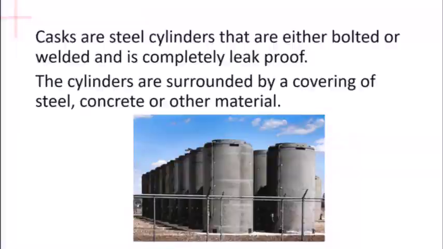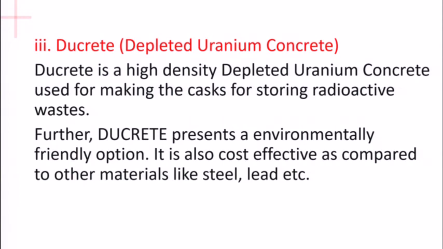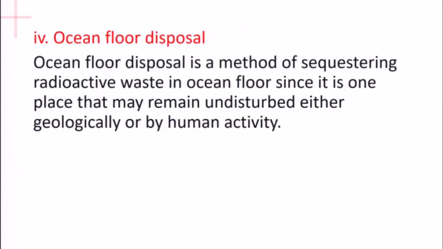Third, Ducrete, which is depleted uranium concrete. Ducrete is a high density depleted uranium concrete used for making casks for storing the radioactive waste. Further, Ducrete presents an environmentally friendly option. It is also cost effective as compared to other materials like steel, lead, etc.